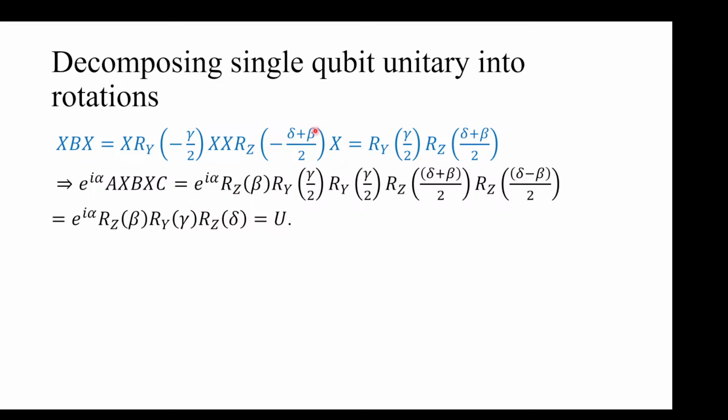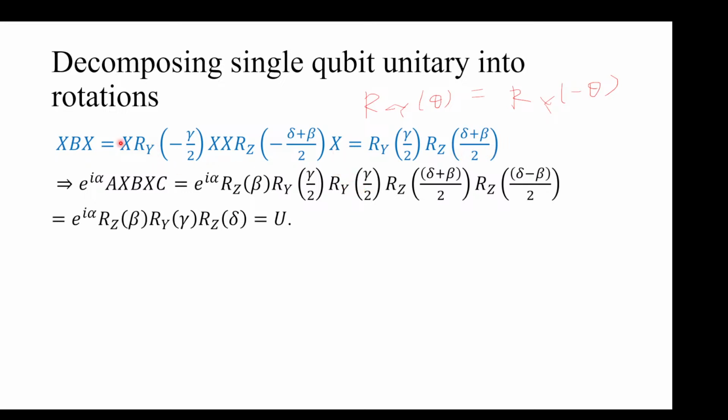Okay, and I guess we jump ahead a little bit, but you can also show that by just the definition of r_y theta and r_z theta. So you can show that r minus y of theta will equal r of y of minus theta. Okay, you can check by the definition of r_y, and similarly for r_z. And so what the symmetry does is you will get a minus sign on your theta, so this minus gamma over 2 becomes plus gamma over 2, and this minus delta plus beta over 2 becomes plus delta plus beta over 2.